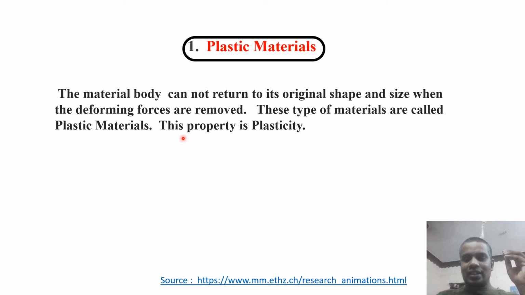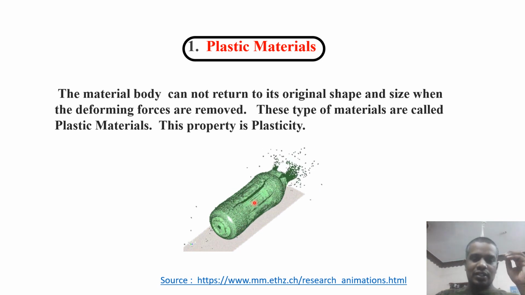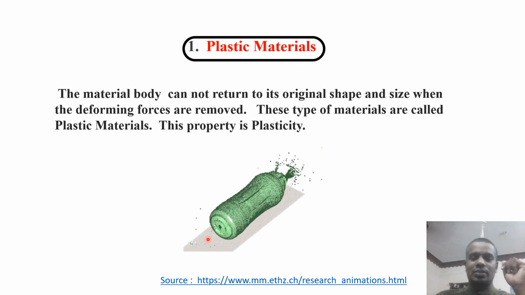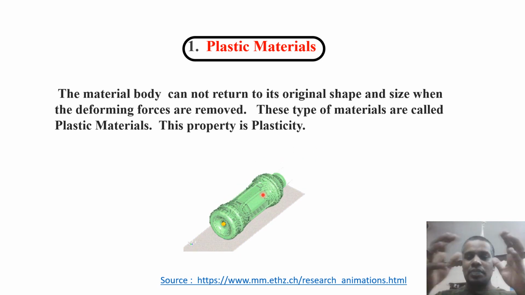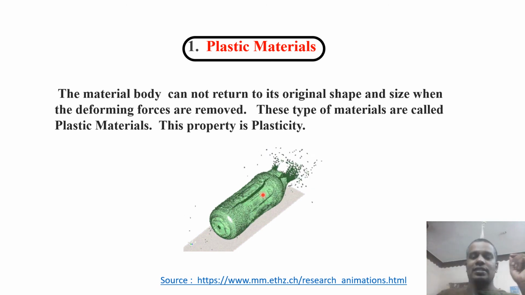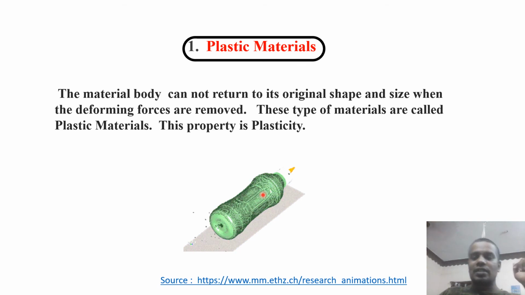Here I have taken one example. One bullet is shooting at plastic bottles. Actually, a bullet is a huge force, an impulse force, but I should not put this example. I want to just show the breaking bottle. See, look at the breaking bottle. After breaking, it is not retaining its original shape. So this kind of material we can call plastic material. Any material, if we remove the external forces and it won't retain its shape, we can call plastic material.